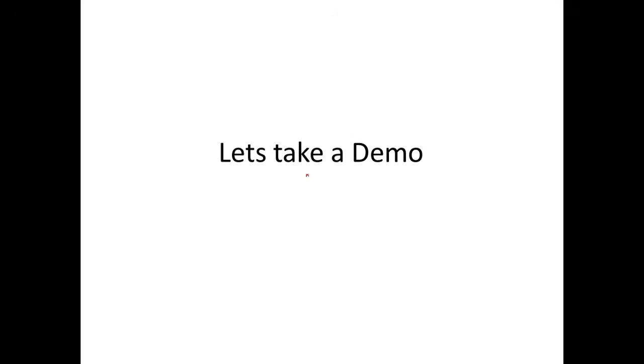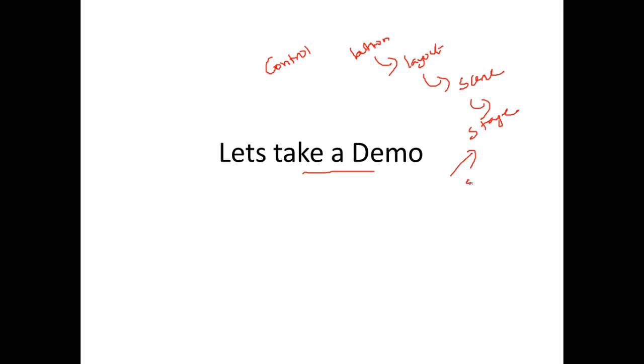So let's take a small demo. What we'll do is we'll take this control, we'll take a button, we'll add this to a layout, and then we'll add this to a scene. We'll add the layout to a scene, and then we'll add the scene to a stage, and then we'll show this stage. We'll see how this stage looks. So this will give you some clear understanding of what we have learned in the previous slide.